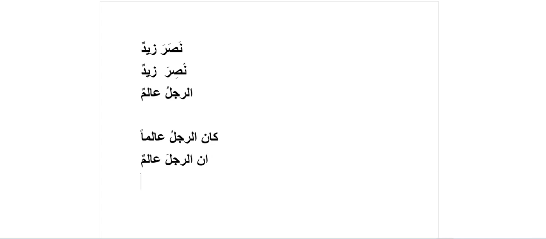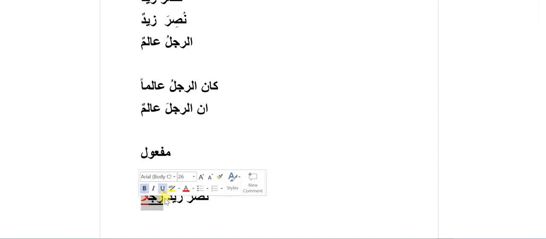Now let's learn about mansubat. Mansubat means the reasons for any word having fatha on it. There are multiple reasons, but I am writing just one reason, that is maf'ul. We already know what maf'ul is. When we say nasara zaidun rajulan, here Zaid helps a man. So rajulan is the person on which the action occurred. So rajulan is maf'ul. And how are we recognizing it?